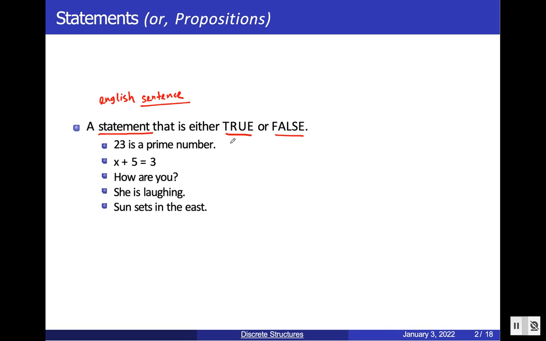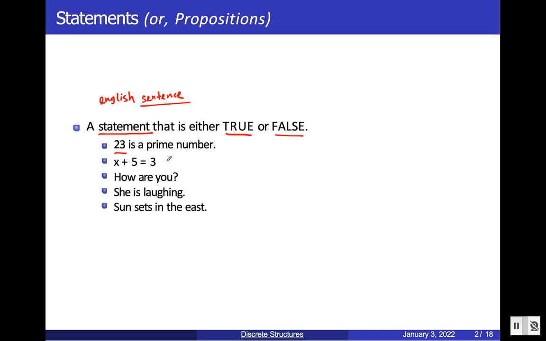Here we are seeing some very simple English sentences. 23 is a prime number. We can see that 23 is an absolute value, or a literal. So 23 is going to be either a prime number or not a prime number. Every number is either prime or not prime. We are going to see whether the value is true or false.